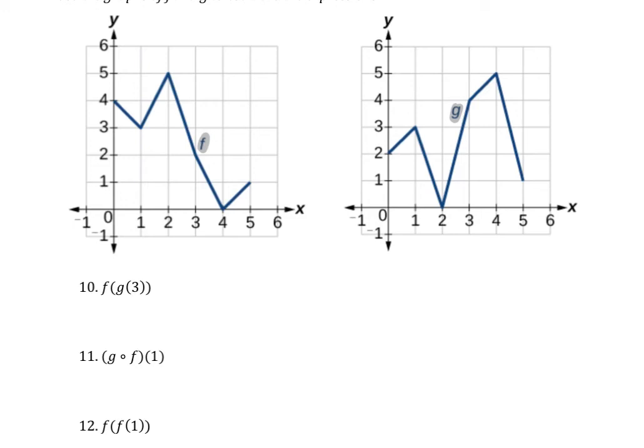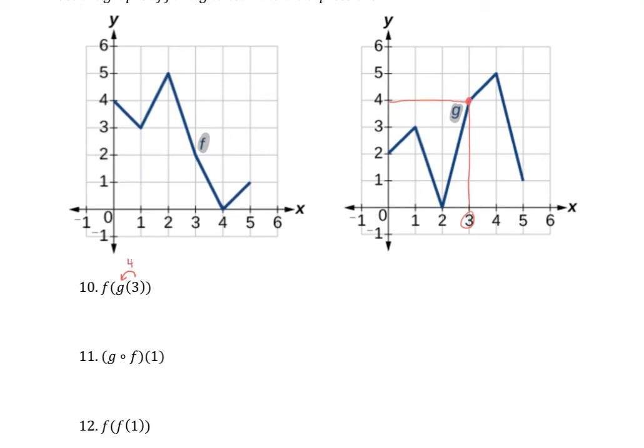Okay, so now notice what I want to do here at number 10. Remember, you work backwards. First, I want to find G of 3. Remember, 3 is the X value. So I'm going to go over to the G graph, which is the second graph. 3 is my X value, so right here. I'm going to find my corresponding Y value, which is 4. So the answer to this part is 4.